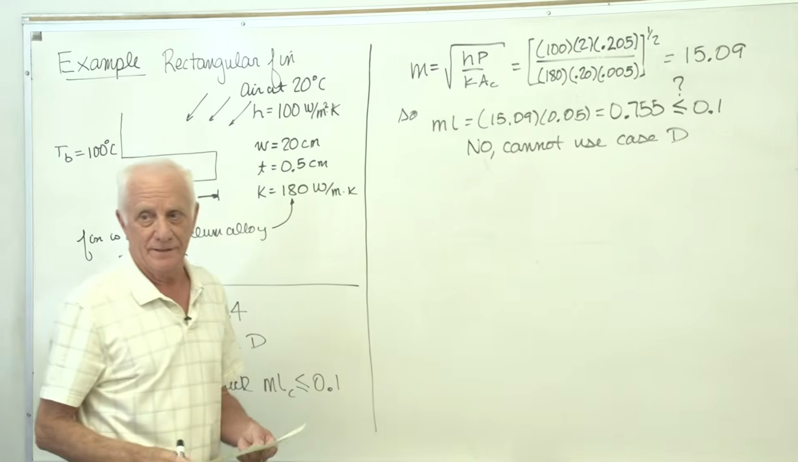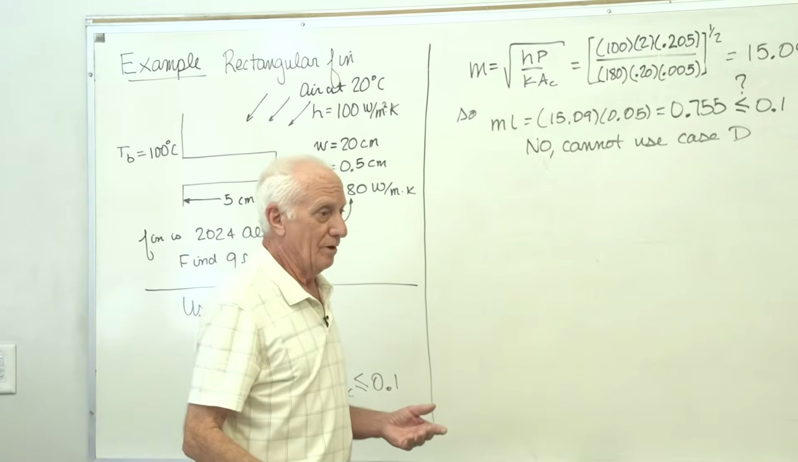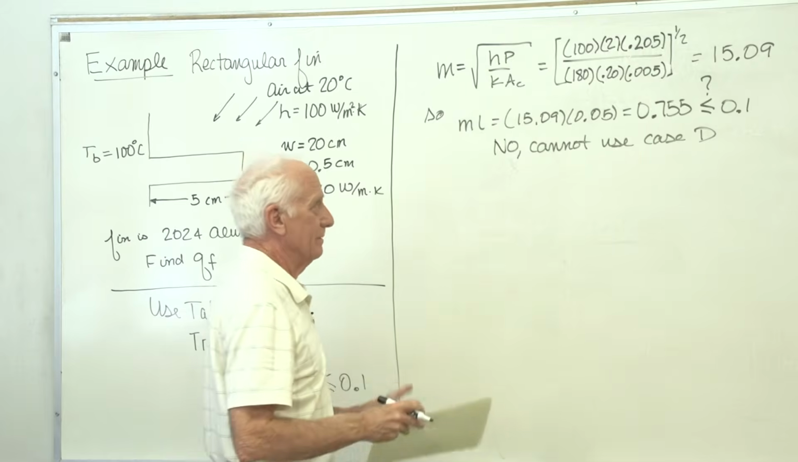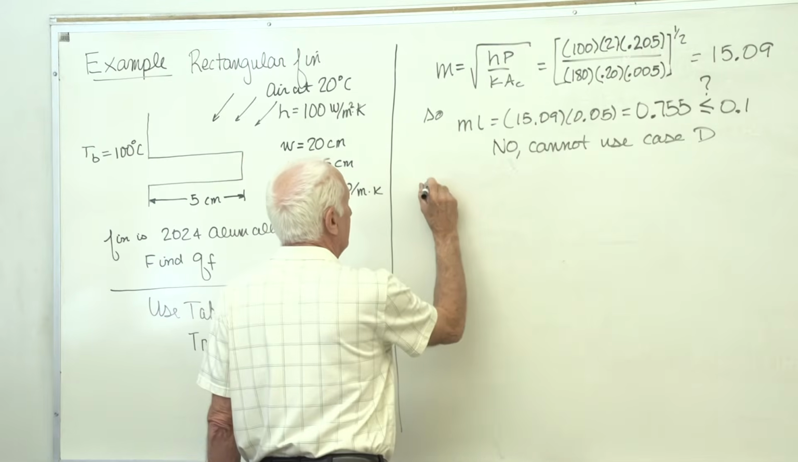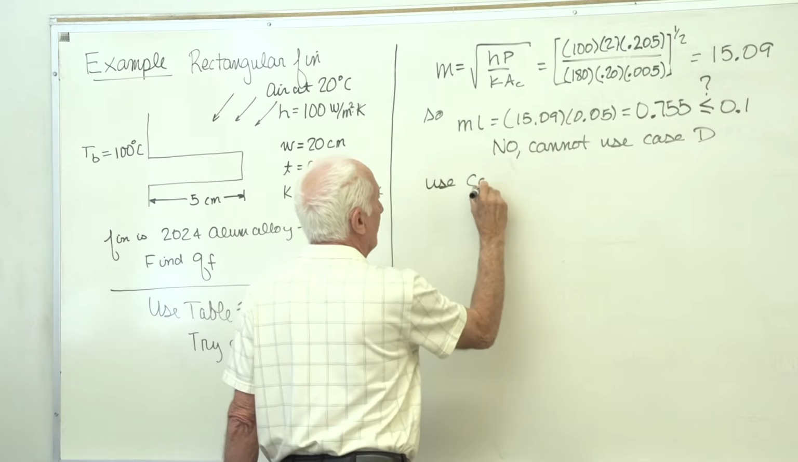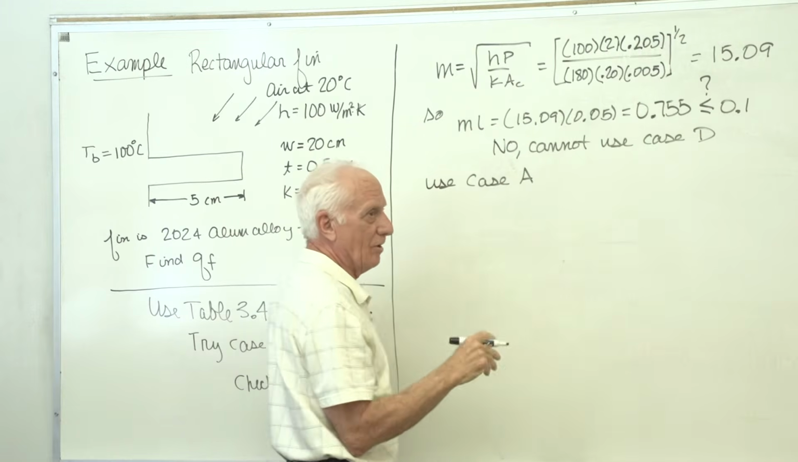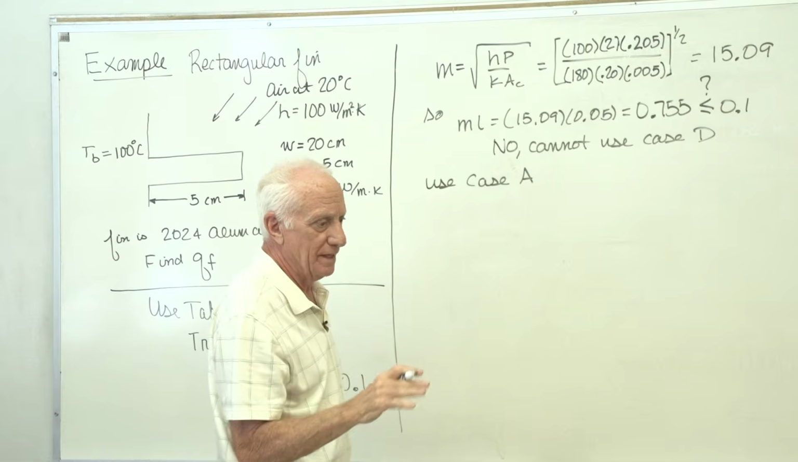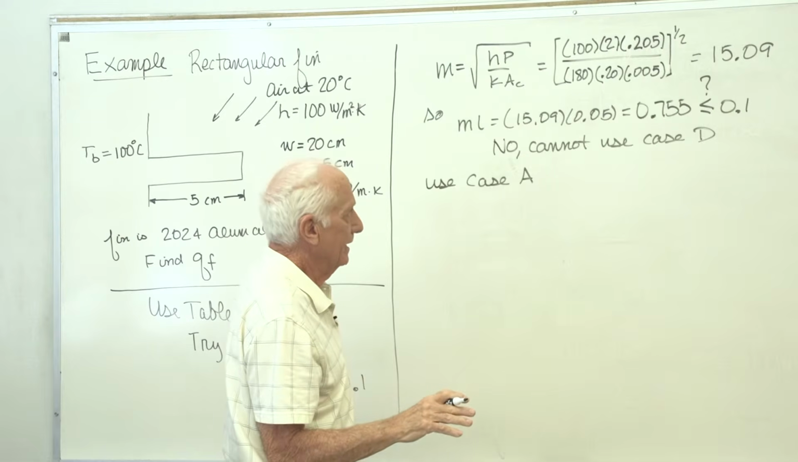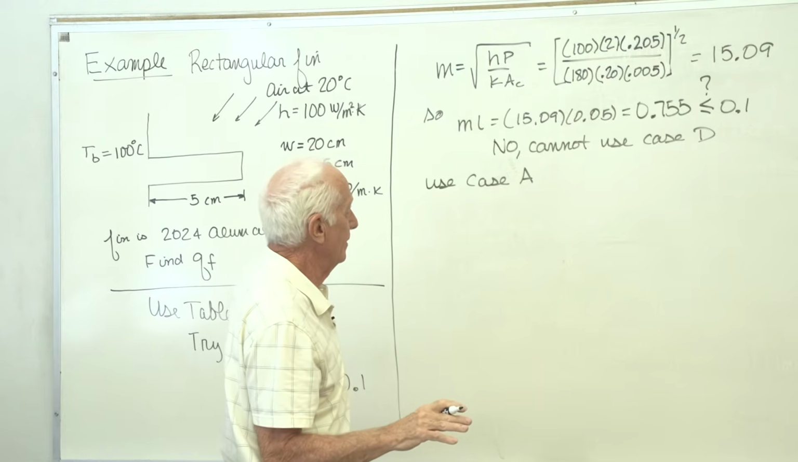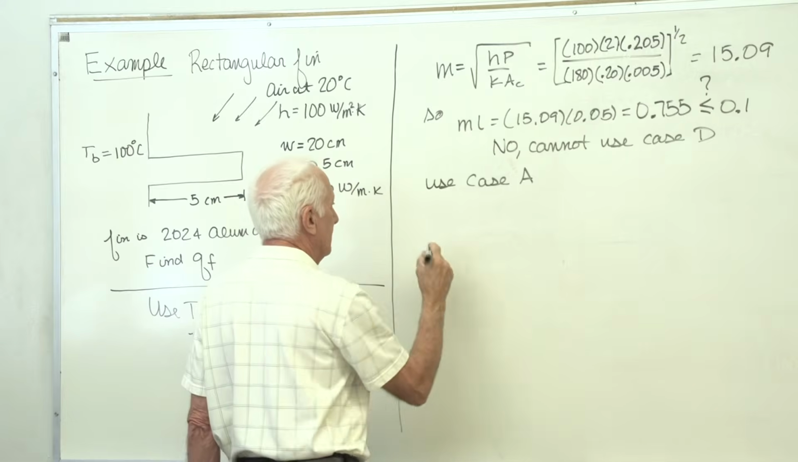Okay, can't use case D, so now, why don't you just use case A? Well, okay, use case A. Why even check ML? Because case A will always be correct. It'll always be correct. Case D is only correct if ML is less than 0.1.